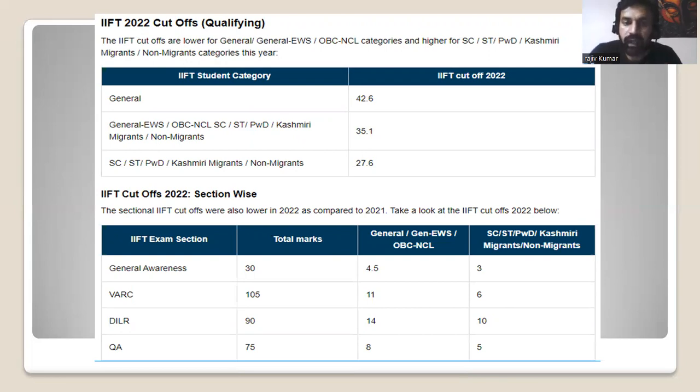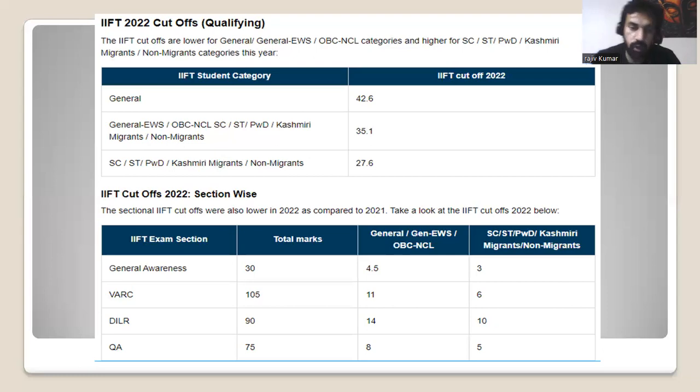Plus, we also had sectional cutoffs for the different sections. For general awareness, the cutoff for the general category was 4.5, which means you have to get 3 questions correct at 1.5 marks each. VARC was 11, which is nearly 4 questions since each carries 3 marks. DILR was about 5 questions, and QA around 3 questions. So that is the sectional cutoff.